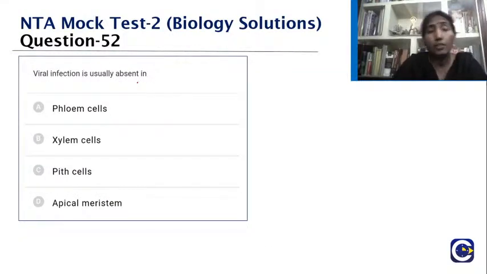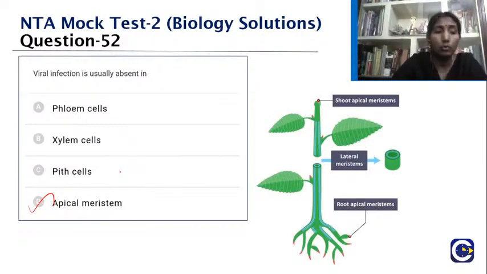Viral infection is usually absent in phloem cells, xylem cells, pith cells and apical meristem. It is a very direct question which we are aware of, and it is quite common that apical meristem is the answer. That is why we use the apical meristem, the meristem that we take up in tissue culture. That callus, that undifferentiated set of cells, is used because they are virus free. So that is why it is the main choice.